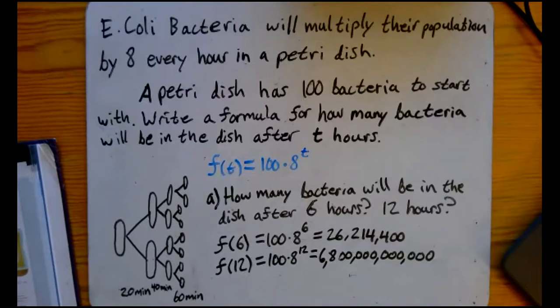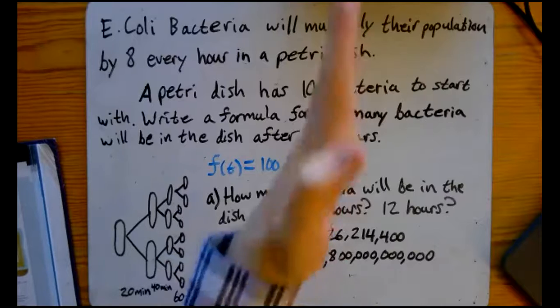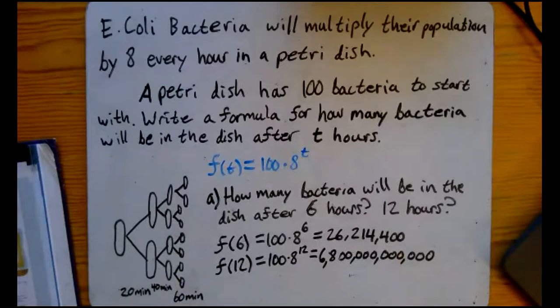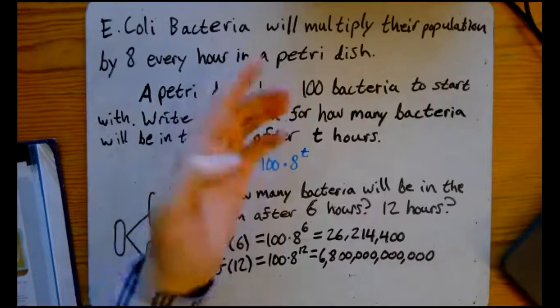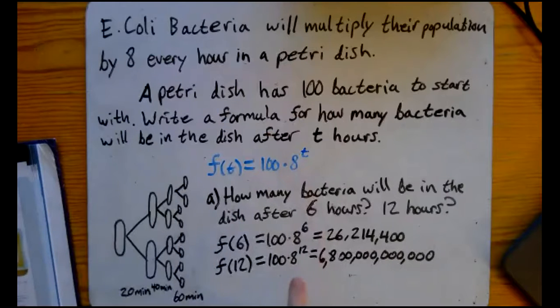Now in real life, the bacteria can't just reproduce endlessly. Eventually they'll run out of food and the population will crash. But until then, bacteria reproduction just goes up, up, up. So exponential growth is very, very powerful, and it can take small initial quantities and, depending on the growth rate, blow them up very, very quickly.